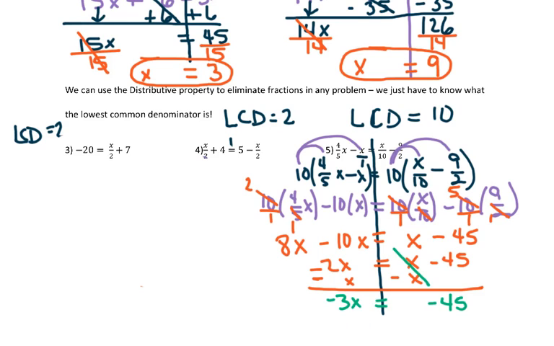And the last step is to divide both sides by negative 3. So that leaves us with 1x here equals a positive 15 here. So x equals 15 is the solution to number 5. And that summarizes section 2.3, solving equations using the distributive property.